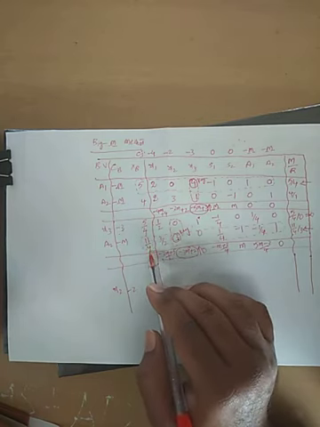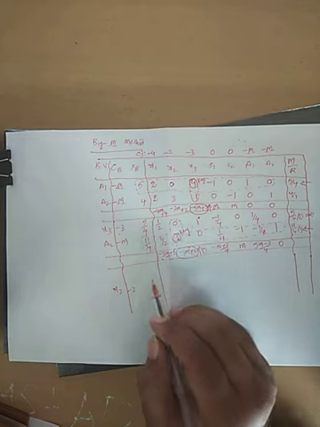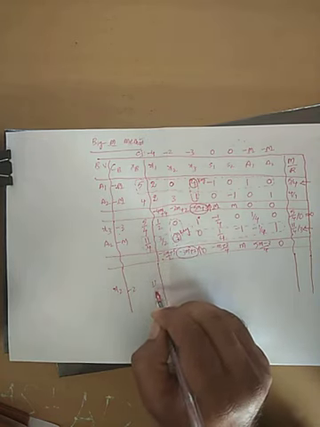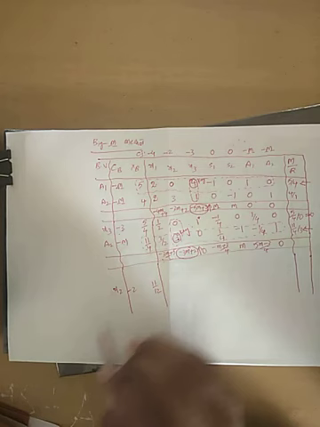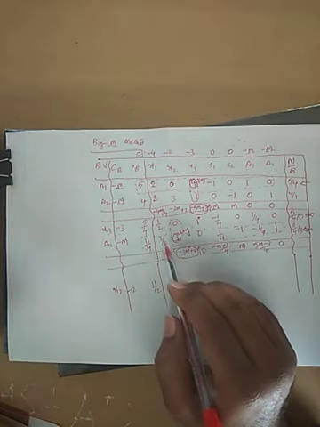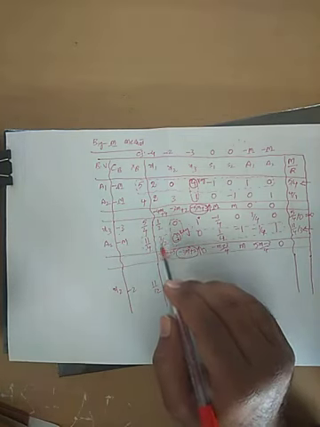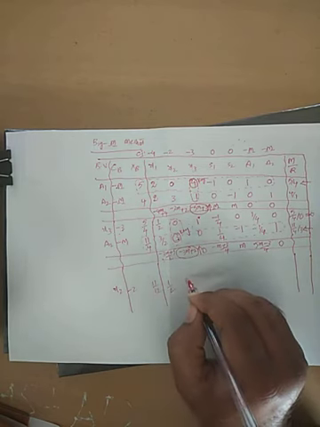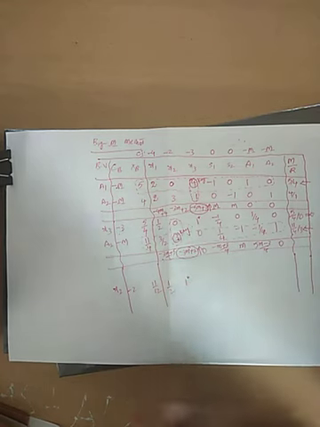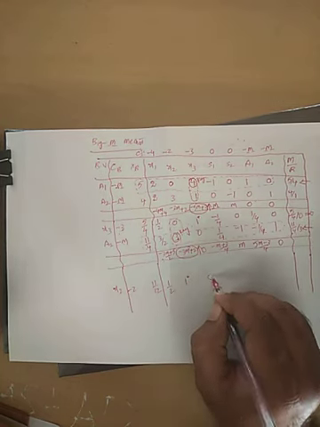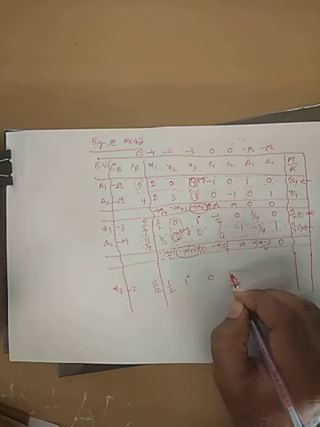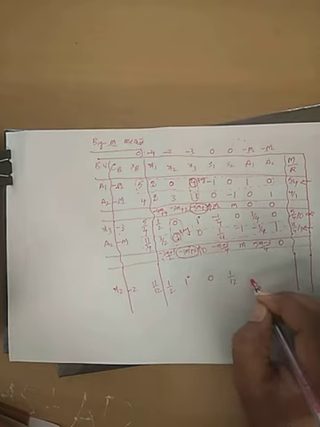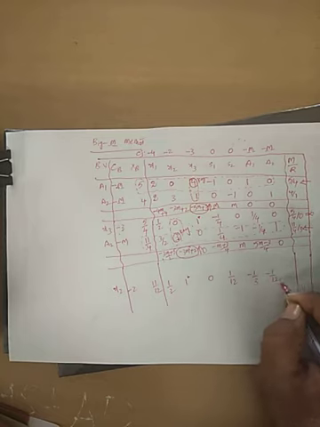11 by 4 by 3. That means 11 by 4 into 1 by 3. How much will you get? 11 by 12 you get. 3 by 2 by 3. 3 by 2 into 1 by 3. 3 gets cancelled, so you will get 1 by 2. 3 by 3 means 1 you get, that is the key element 1. 0 by 3 is 0. 1 by 4 by 3 you will get 1 by 12. Now this you will get minus 1 by 3. Minus 1 by 12. Now here you get 1 by 3.